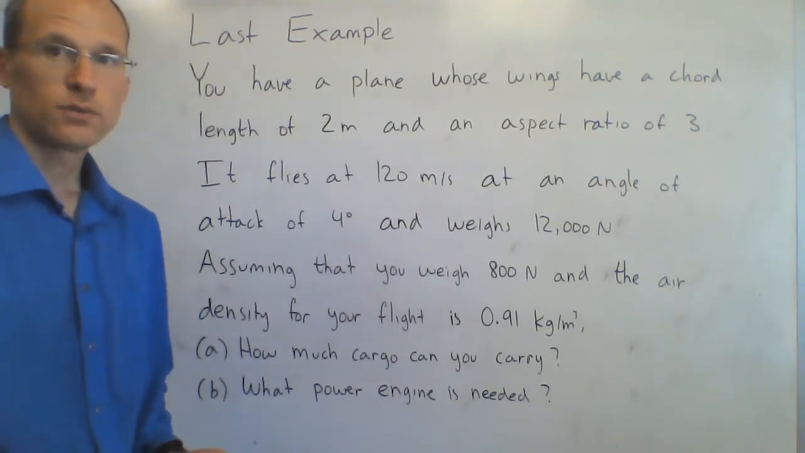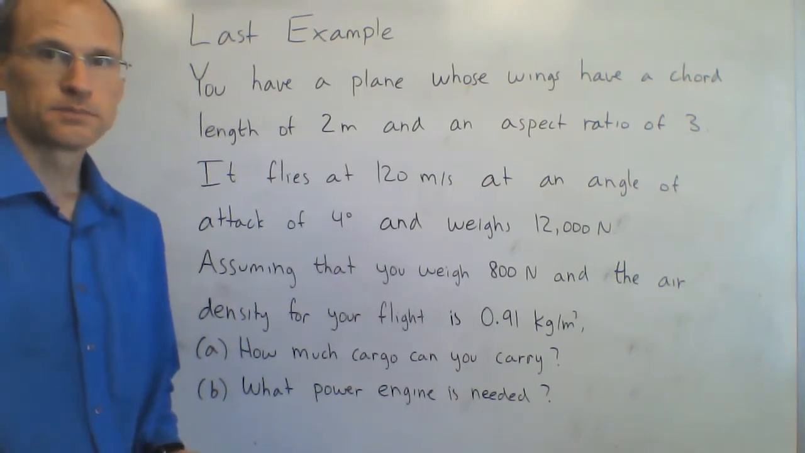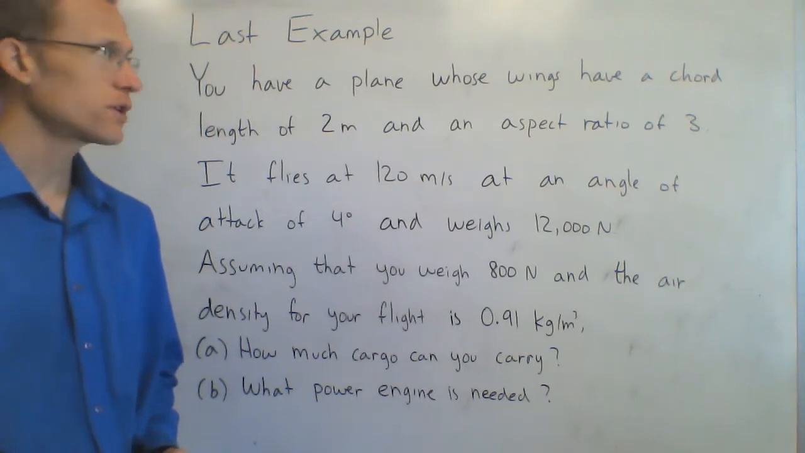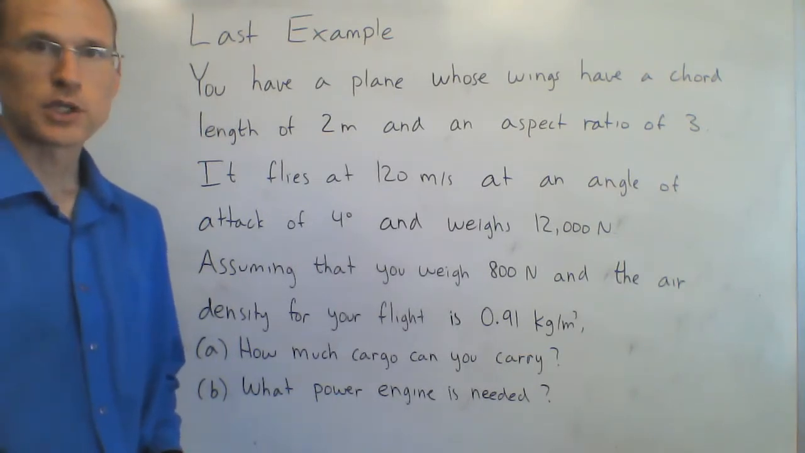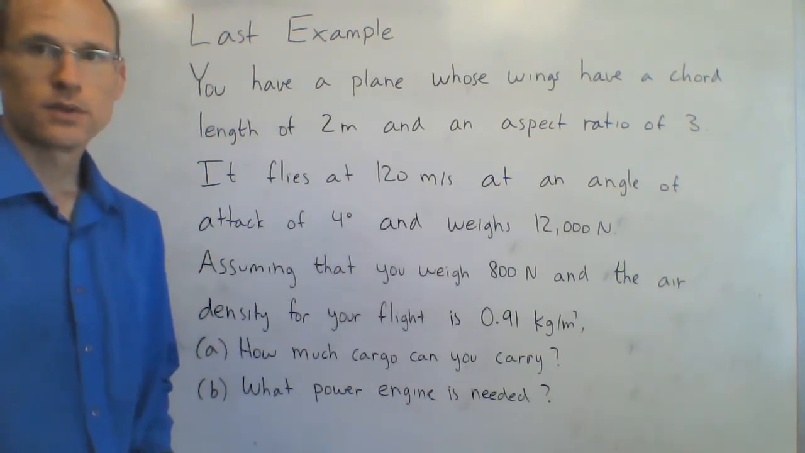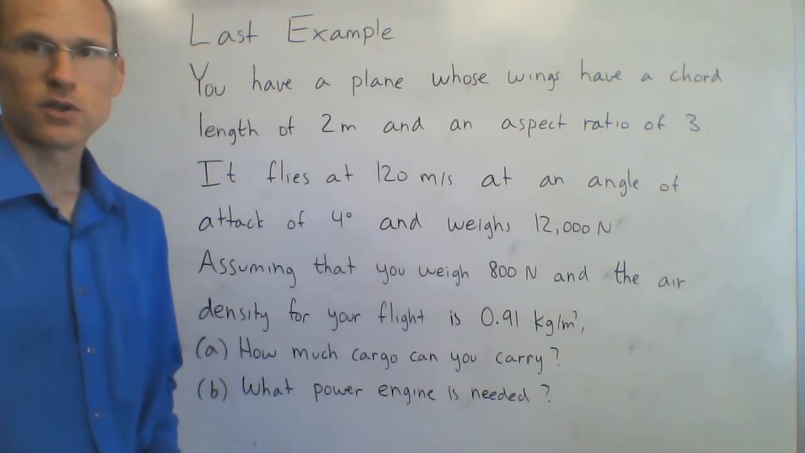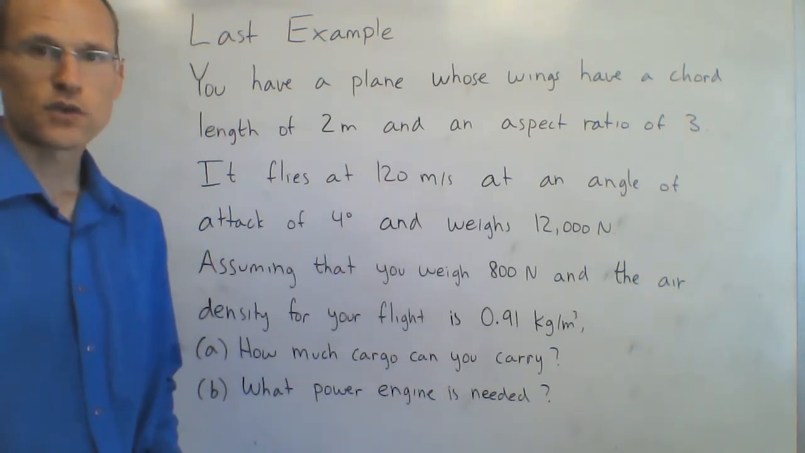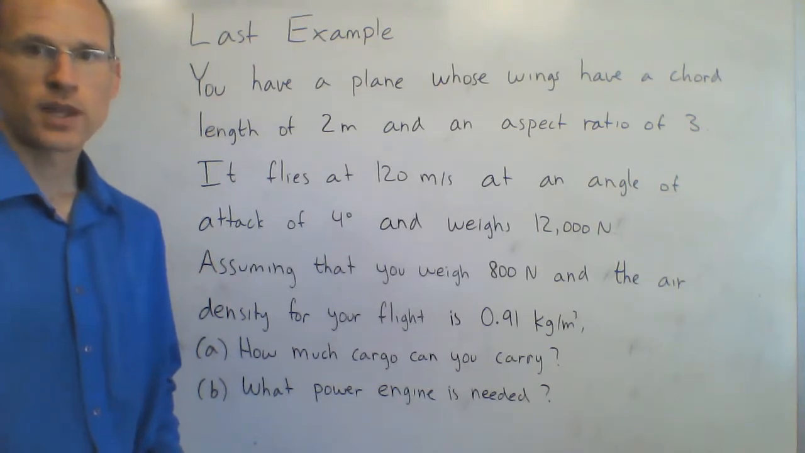So last example, we have a plane that has a chord length of 2 meters for the wings, an aspect ratio of 3, flying at 120 meters per second, angle of attack of 4 degrees, and weighs 12,000 newtons. Someone needs to fly this thing, so assuming you weigh 800 newtons, the air density for your flight is 0.91 kilograms per cubic meter. I want to know 2 things. First, how much cargo can you carry, and second, what power engine do you need.